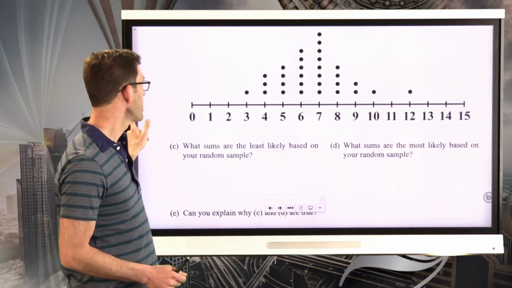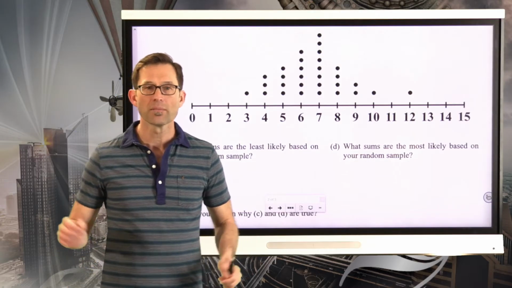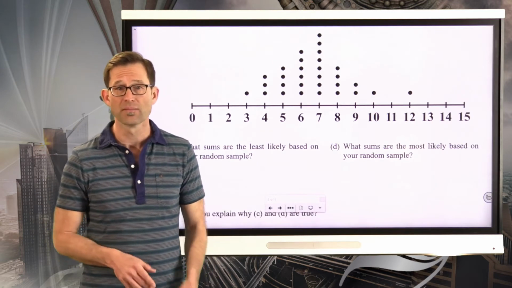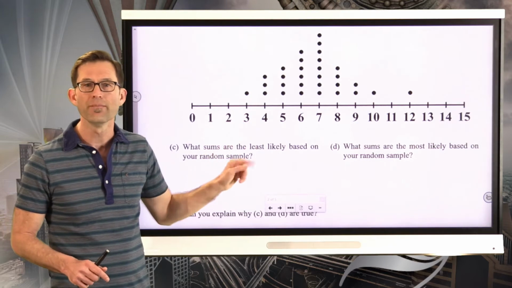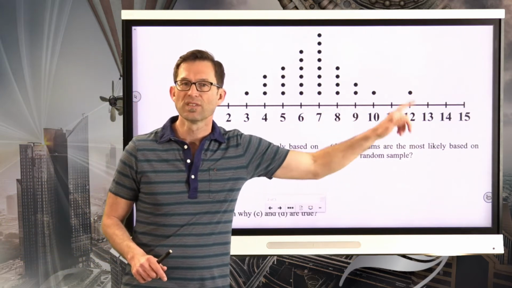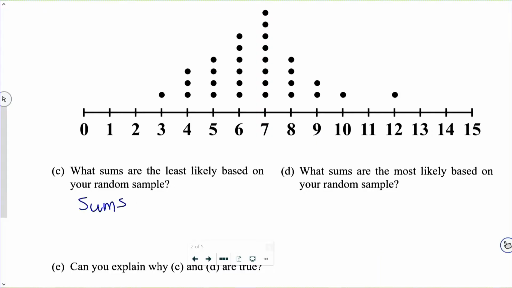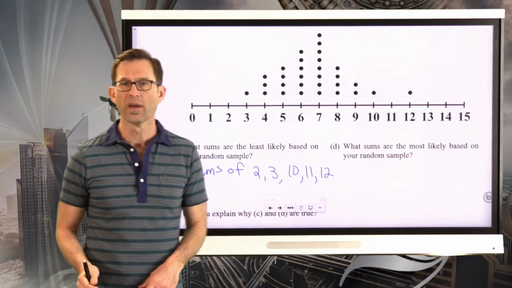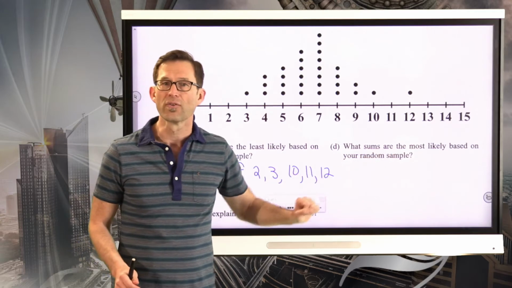All right, let's take a look at letter C. What sums are least likely based on your random sample? All right, so I did this random sample, and it's random because I threw dice 30 times, right? So it looks like the sums that were least likely were sums of like 2 and 3, and sums like 10, 11, 12. So maybe I'd say 2, 3, 10, 11, and 12. Those were very unlikely, right? They barely ever happened. I got way more of them in here, and that's, of course, letter D.